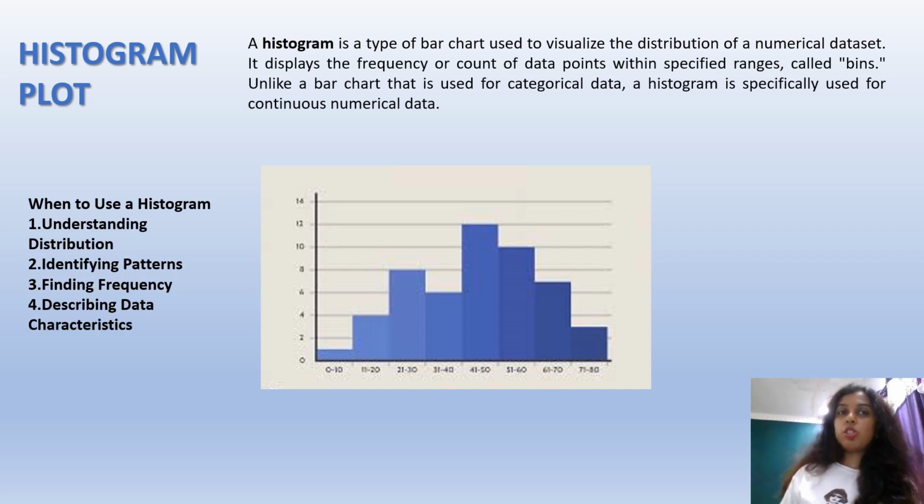Let's see when to use a histogram. Histograms are ideal for visualizing the distribution of a dataset. They help identify the shape of the data distribution, such as normal or skewed. Useful for finding patterns in data, such as central tendency, spread, or outliers. They can show if the data is clustered around a specific value or is spread out across a range.